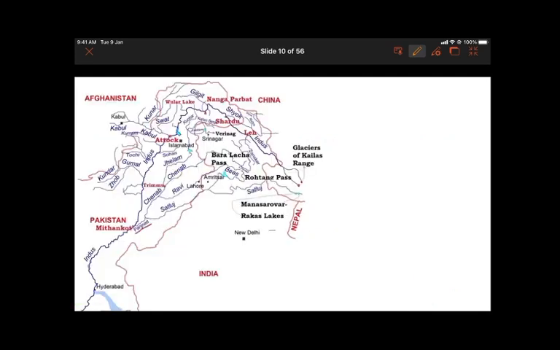So river Jhelum is originating from a spring at Verinag. This is in Anantnag district of Jammu and Kashmir.